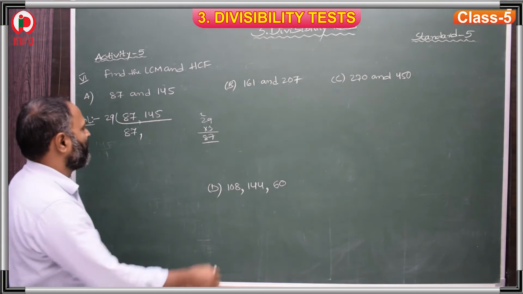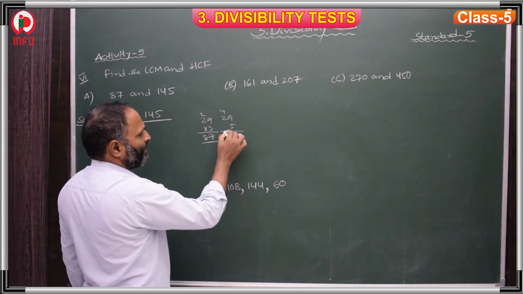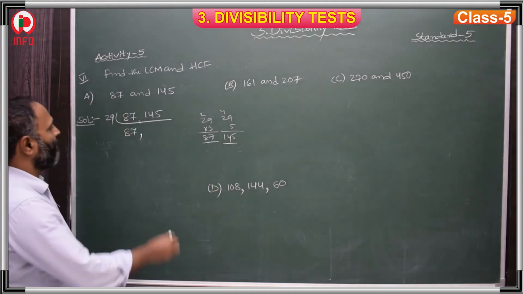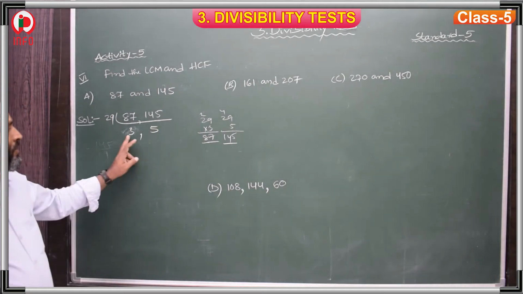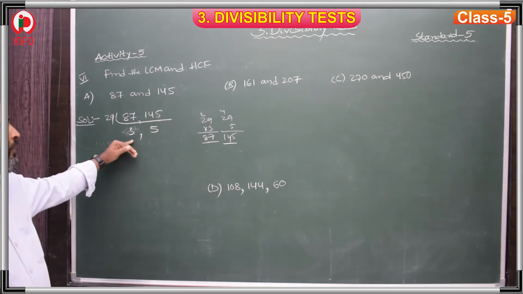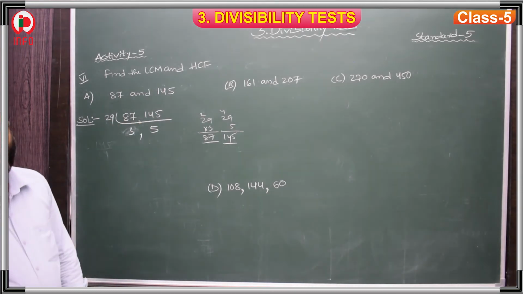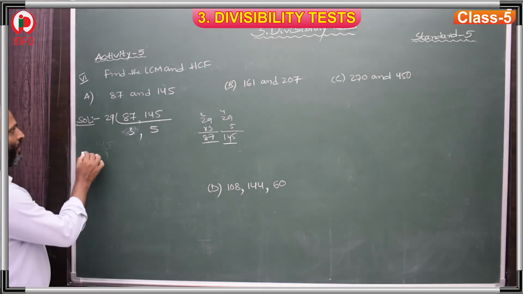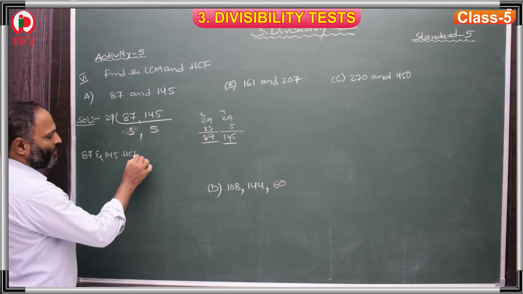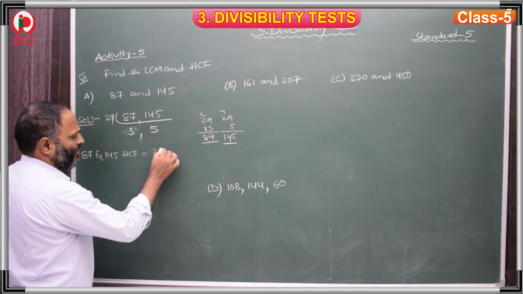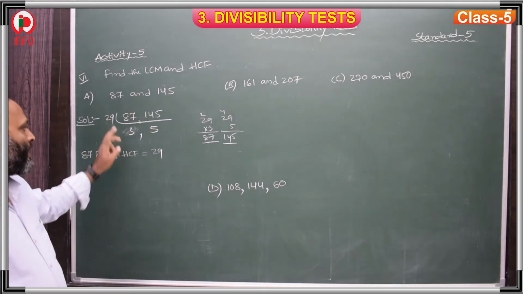And 29 fives are, once you check 29 fives are: 5 nines are 45, 4, 5 twos are 10, 4, 145. This is 29 threes are, 29 fives are. These two are prime numbers. Now no need to do again. So these two numbers cancel in the common table of 29. So 87 and 145 HCF is 29. In 29 both will divide. So this is our HCF.